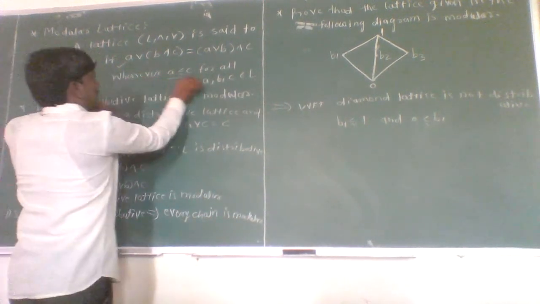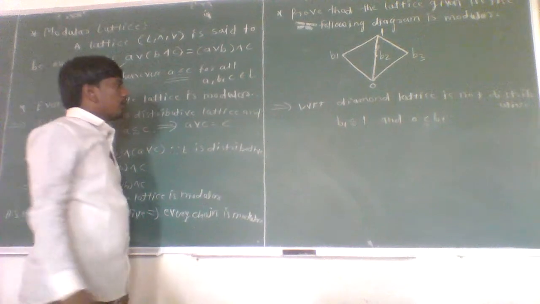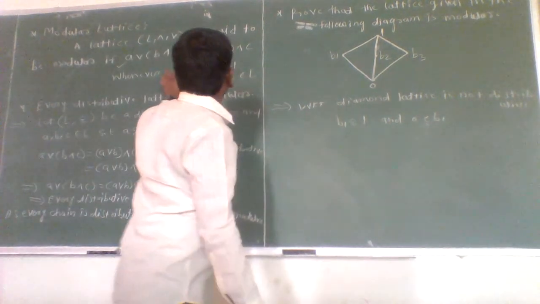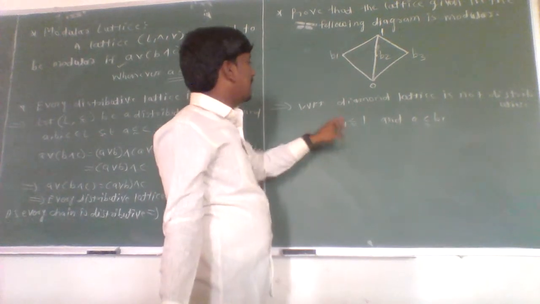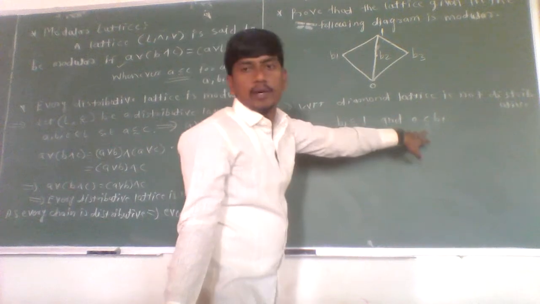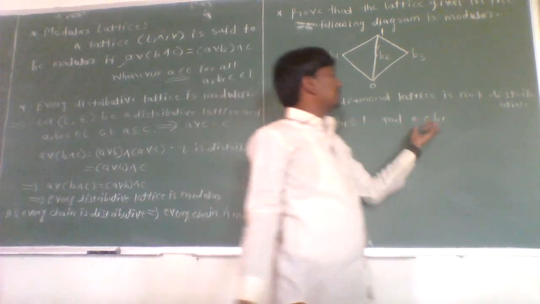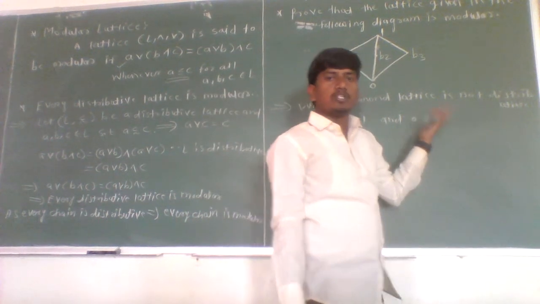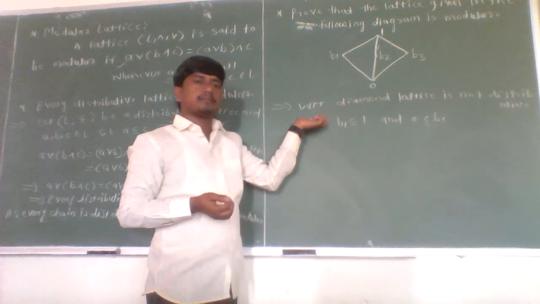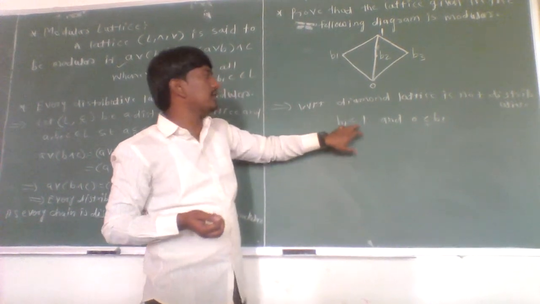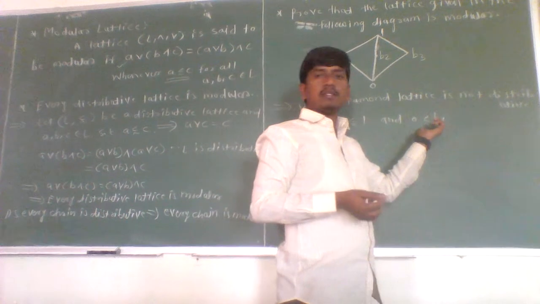For a modular lattice we require this one condition, that is a precedes c. So here there are two possibilities for a and two possibilities for c. What should be the values of a? Either b1 or 0. And what should be the values of c? Either 1 or b1. In one case c is 1 and a is b1, and in the other c is b1 and a is 0. We have to see both the cases.